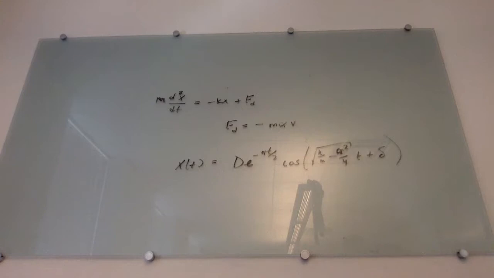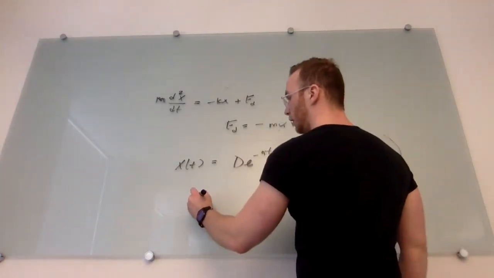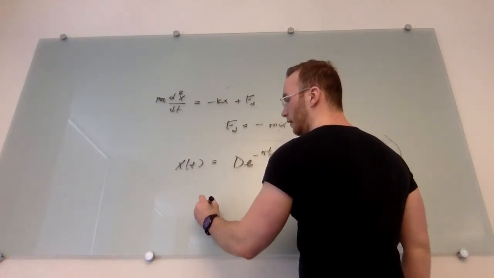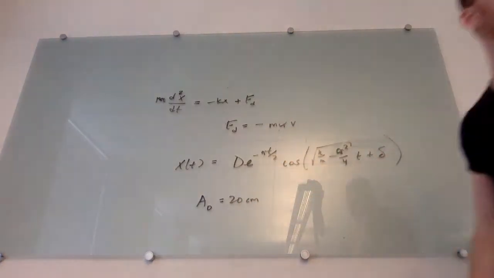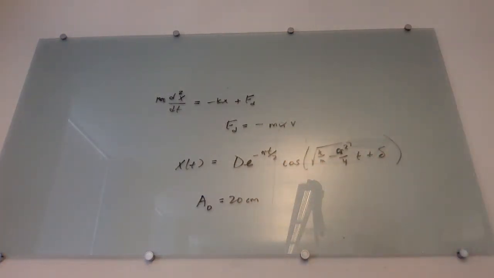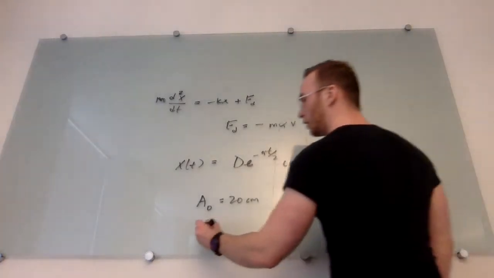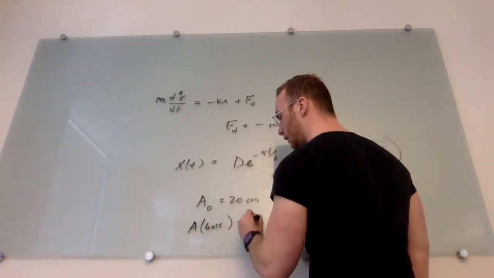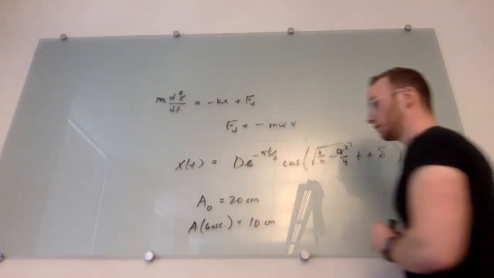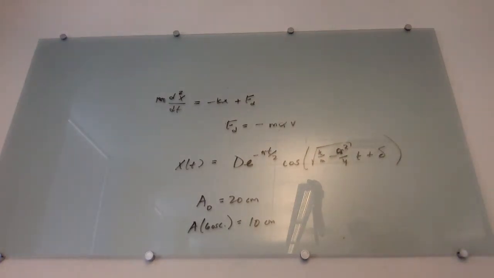But what they say is that the initial amplitude is 20. So I'll say A0 is 20 centimeters. Now I'm not going to ever plug in this 20, and you'll see why it doesn't even matter. And it falls to half after 6 oscillations. So A after 6 oscillations is 10. Now you have to find the damping coefficient and the energy lost. Okay, this is kind of fun.